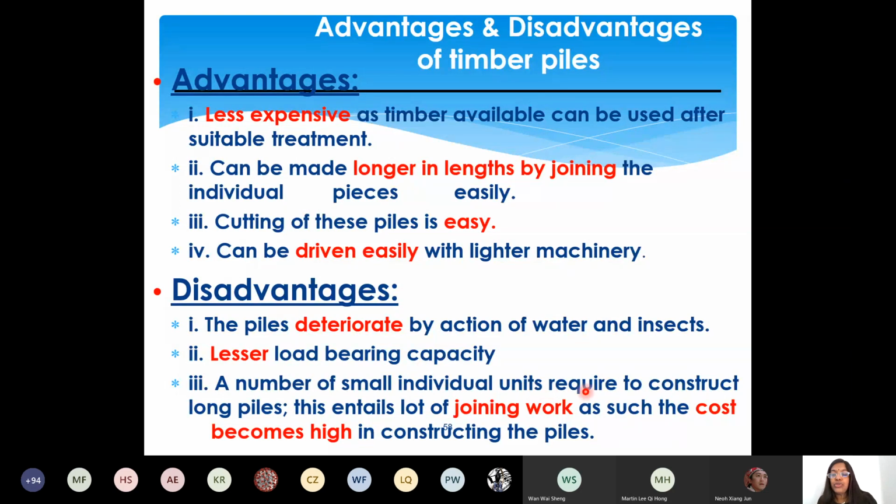A number of small individual units are required to construct long piles. There is a length limit. I'm sorry, I don't have it in my hand right now, but there is a length limit according to the code books you can refer to, and according to the soil condition, you cannot have longer piles. You have to have shorter piles. By that, the number of piles used will be more. You can have a comparative statement on whether the number of piles will cost more than steel piles or concrete, then you suggest concrete piles. This entails a lot of joining work, and as such, the cost becomes high in constructing the piles.